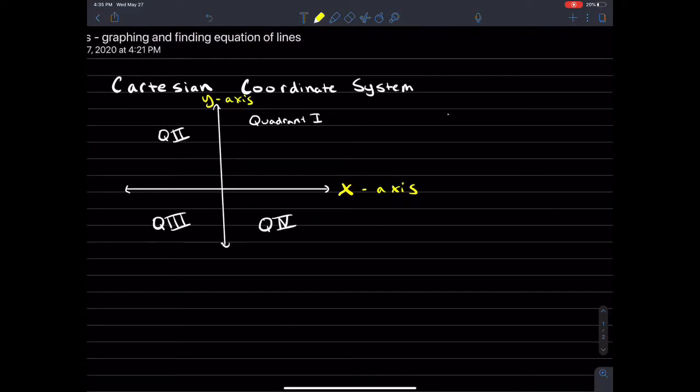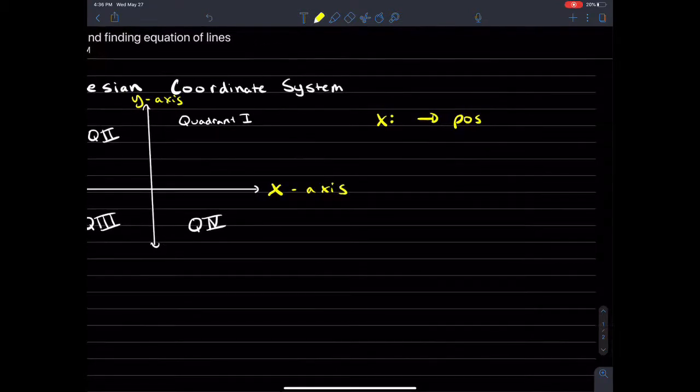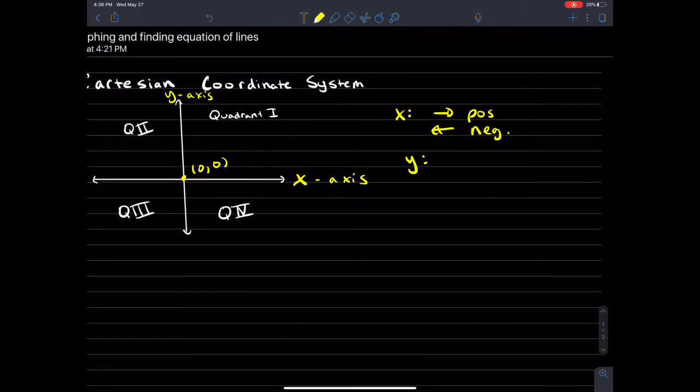For x, this direction is positive, and left is negative. Of course, here is my 0, 0, my origin. And for my y value, going up is positive and down is negative from the origin. And our point looks like (x, y).